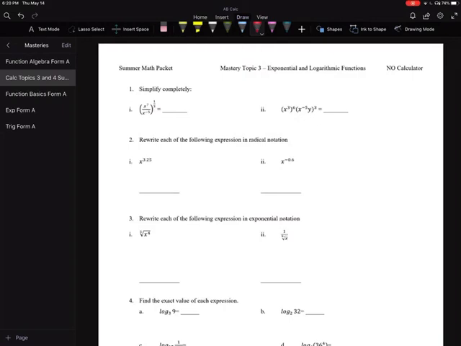Hello. Here we are going to cover mastery topic number 3, exponential and logarithmic functions. These problems will parallel a lot of the problems on the summer math packet, but they are a little different. These are to be used as supplemental information to help you out. So, starting with the first one, simplify completely.